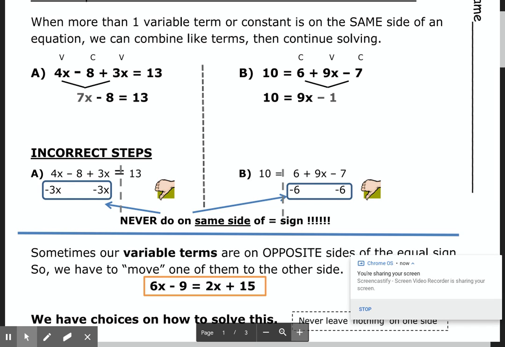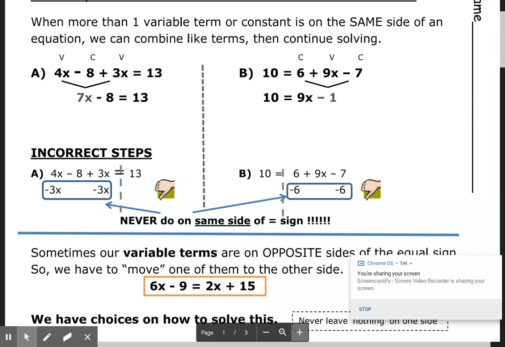The incorrect steps, same problem, 4x minus 8 plus 3x equals 13, is I'm getting some people, instead of combining the like terms first, they're trying to take one of the variable terms and subtract it from the other on the same side. So I have a thumbs down and it says never do on the same side of the equal sign. So never do that on the same side.